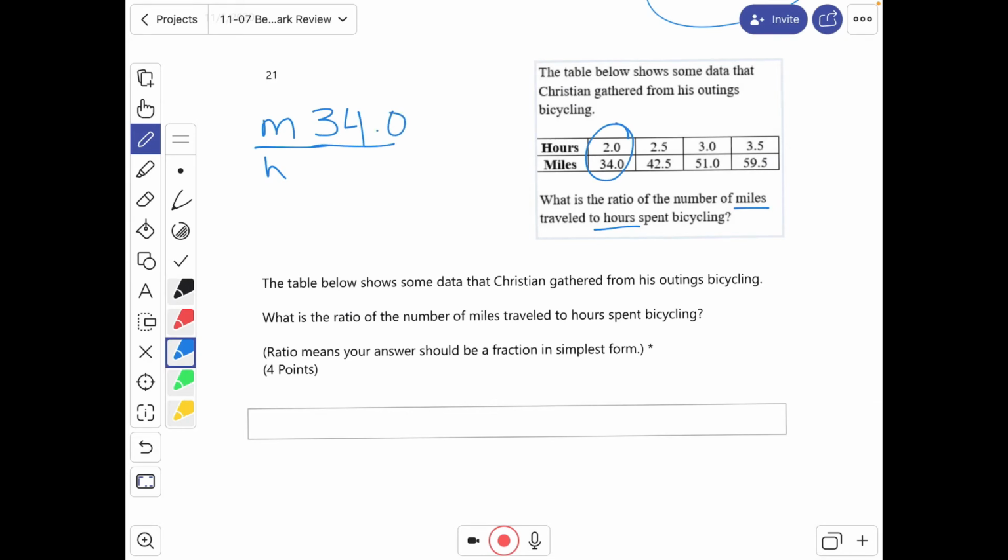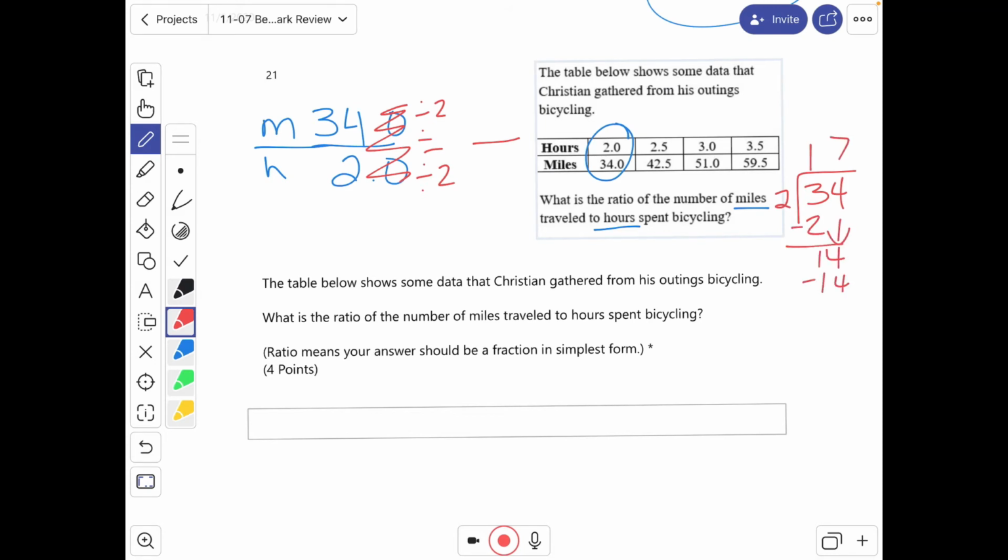34 to 2. And I can drop that last 0 because it's behind the decimal, 34 to 2. But I need to simplify it. I can divide both of those numbers by 2. 34 divided by 2 makes 17. So 17, and 2 divided by 2 makes 1, so 17 to 1.